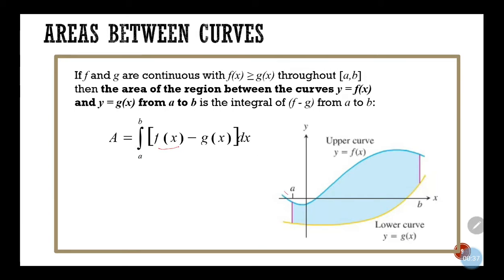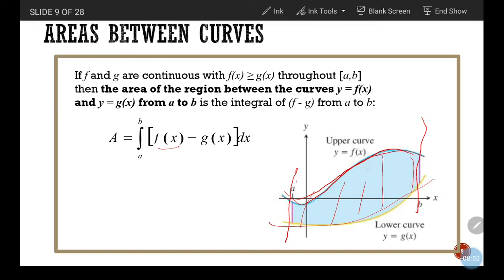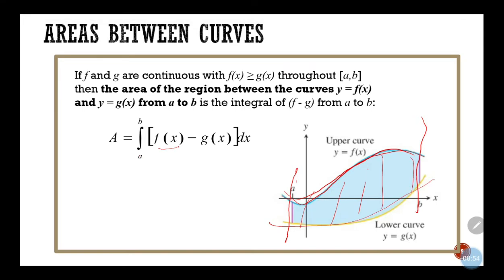Kalau tengok graf ni, f(x) ni ke atas, is bounded by f(x) and g(x), starting from x equals to a to x equals to b. So this is the area. As I told you before, we regard this as a small rectangle, macam ni for example. So the height will be f(x) minus g(x), and then dia punya bar adalah dx. So this is the height, f(x) minus g(x), and integration from a to b.